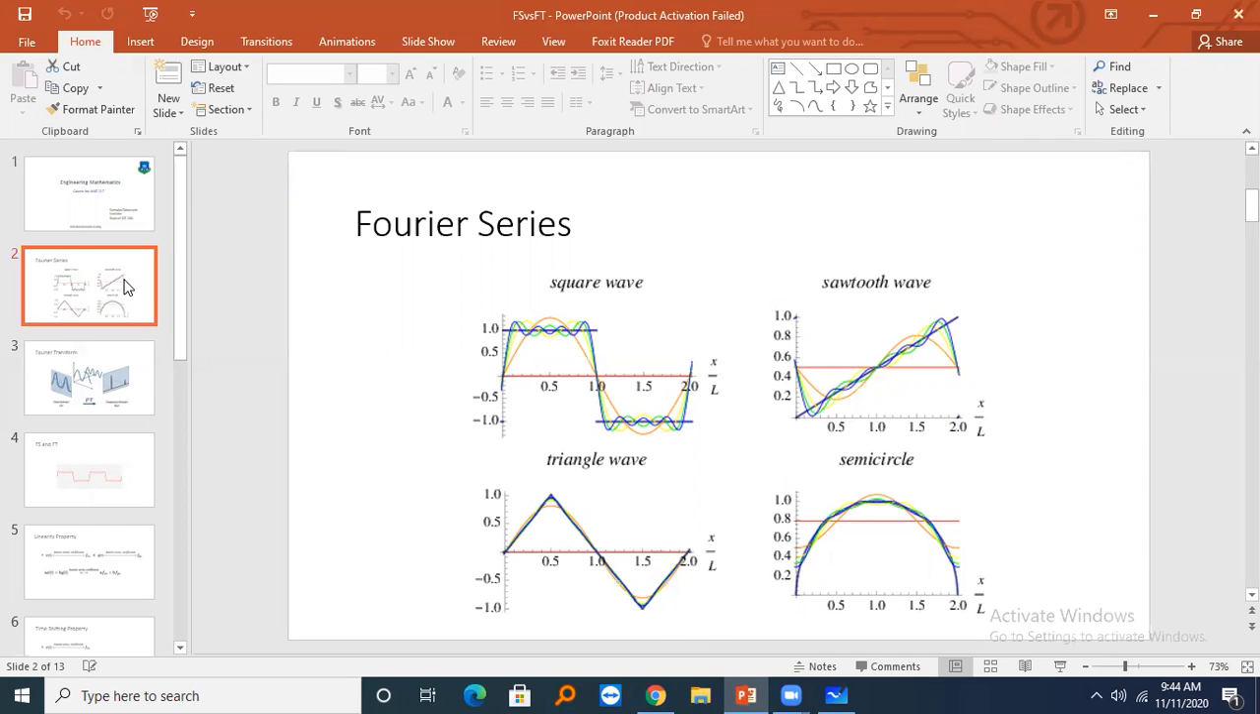So the Fourier series has many such applications in electrical engineering, vibration analysis, acoustics, optics, signal processing, image processing, quantum mechanics, econometrics, thin-walled shells theory, etc.